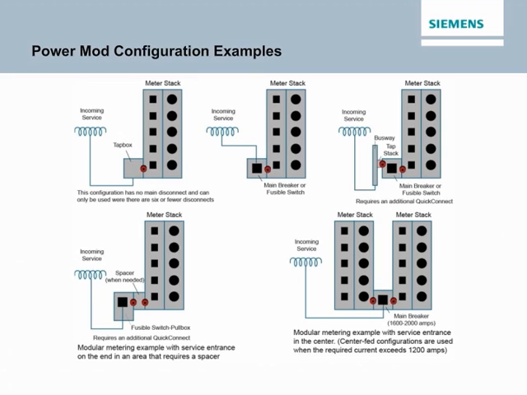Configuration 5, unlike the other configurations, is center-fed. For center-fed applications, the total current in the main device may exceed 1200 amps if the main device is rated accordingly, but the cross-bus current on either side of the main device cannot exceed 1200 amps.